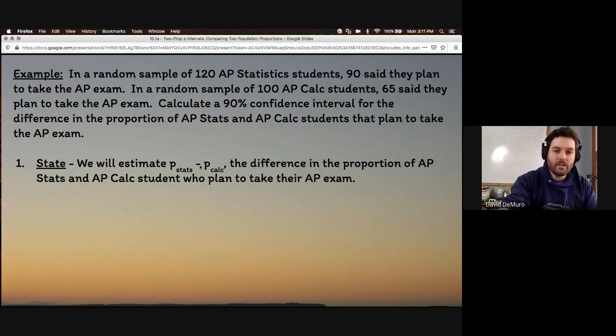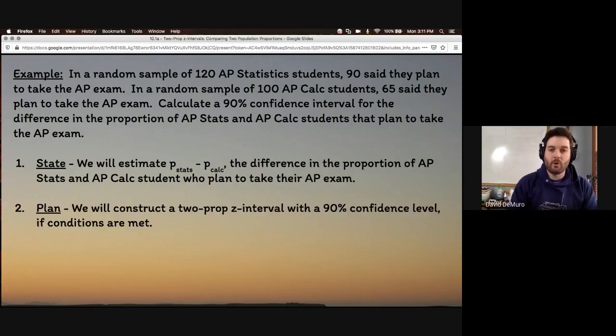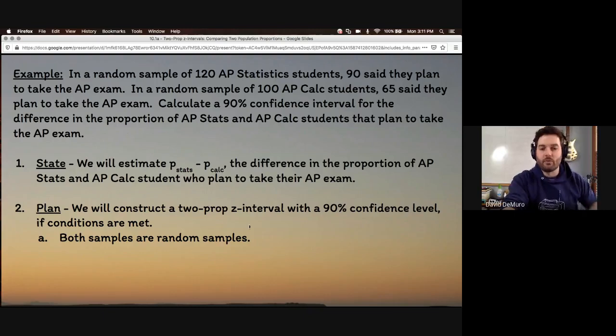In step 2, we would need to plan what we're going to do and check our conditions. So we will construct a 2-prop z interval. That's the name of the interval that compares proportions from two groups. And we're going to do that with a 90% confidence level, assuming conditions are met. So condition 1 is our random sample, and both samples were stated to be random in the problem. So the random condition is met.